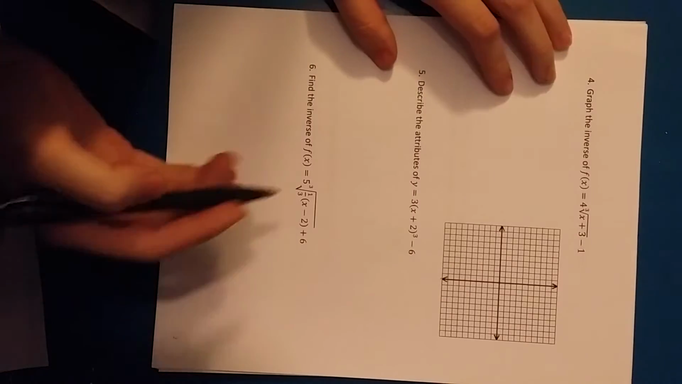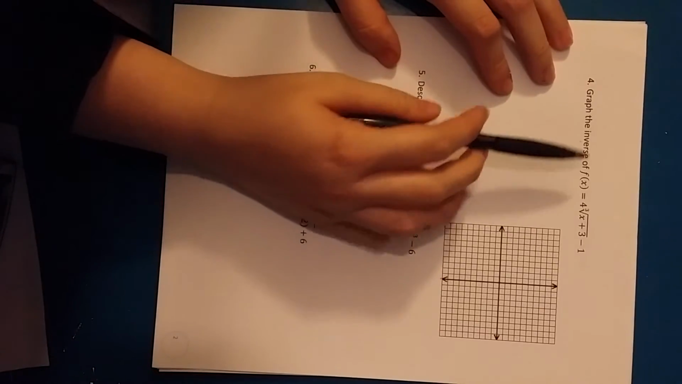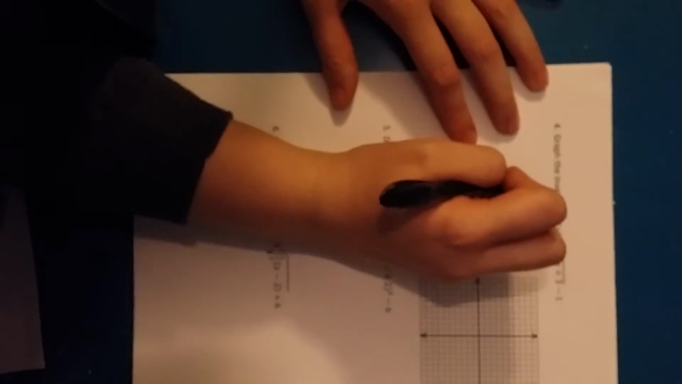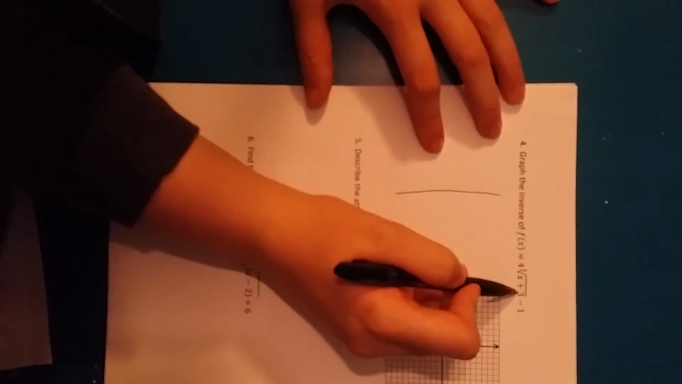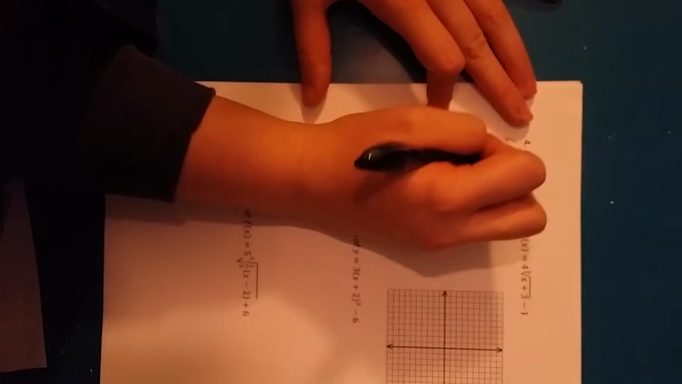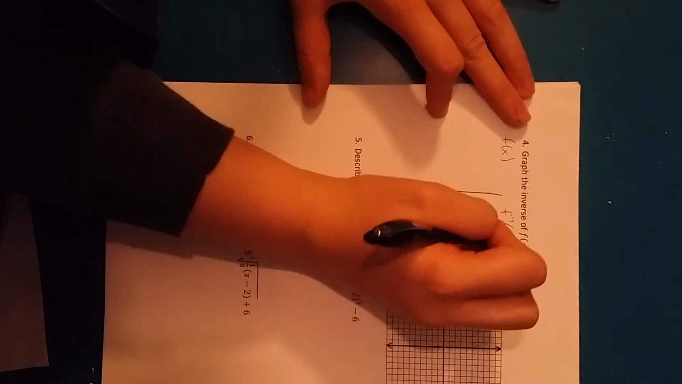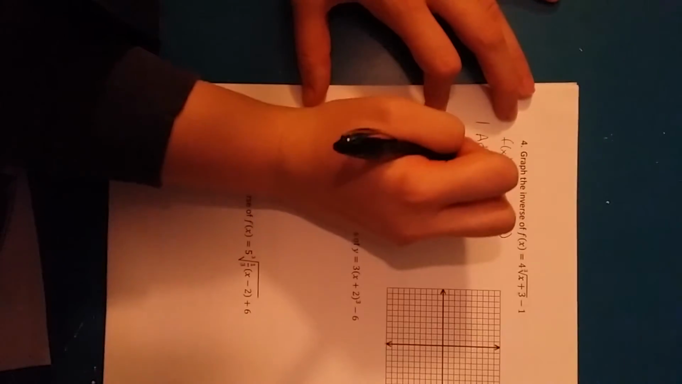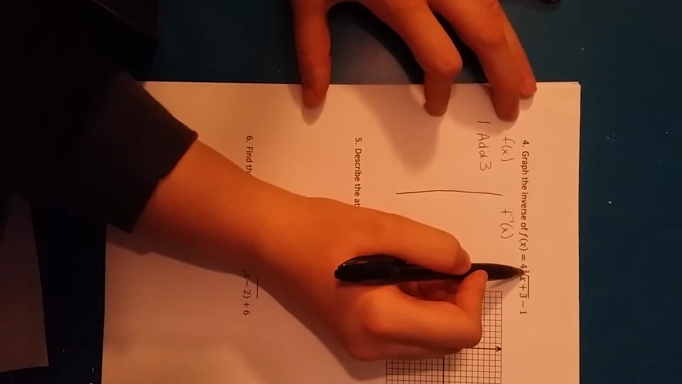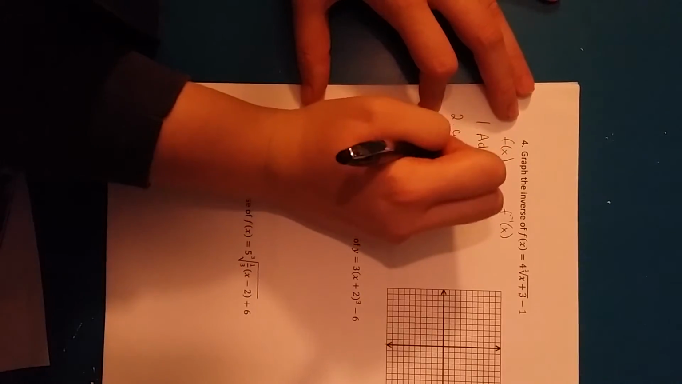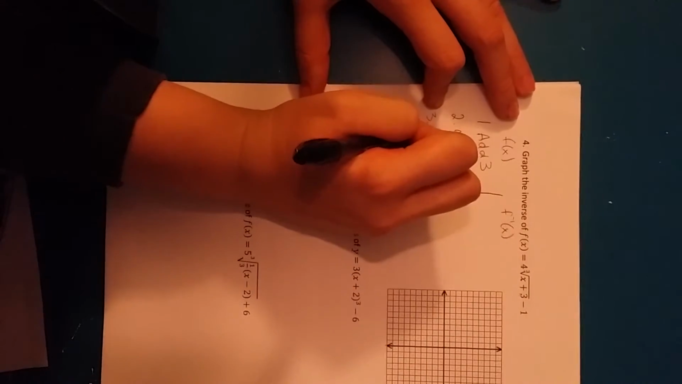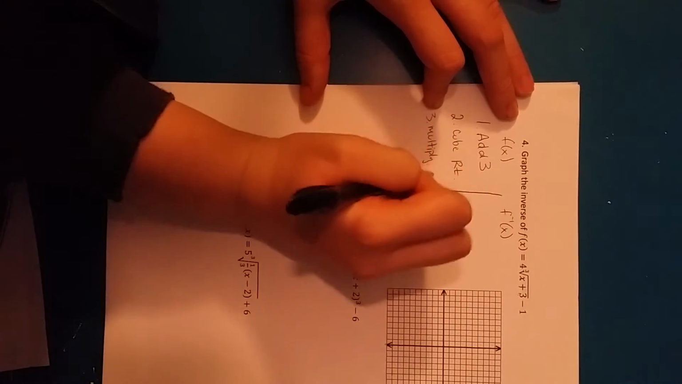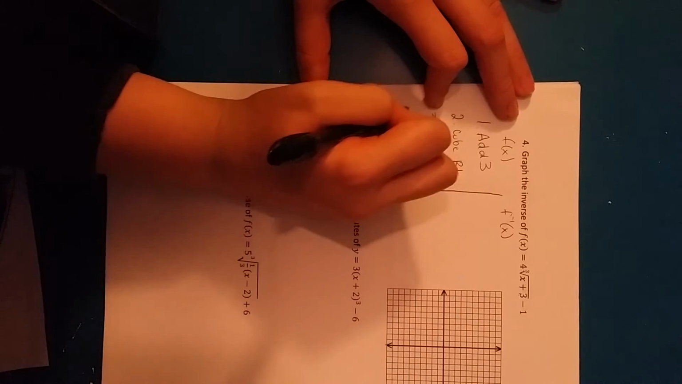The next problem asks me to graph the inverse. So first I need to find the inverse. So I'm going to go ahead and do my steps again. Look at x. The first thing I did was add 3. Then I cube rooted. Then I multiplied by 4. Then I subtracted 1.